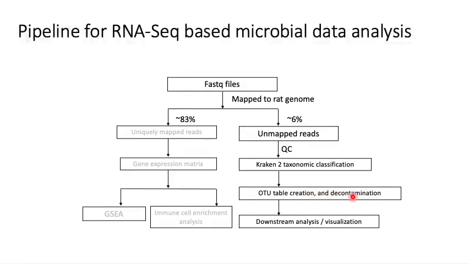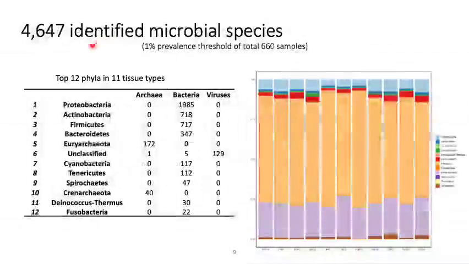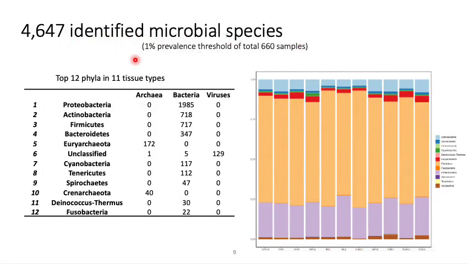We also performed a decontamination pipeline in order to remove potentially contaminated species in the OTU table. Our following analyses include clustering and also the downstream visualizations. A total of 4,647 species were identified based on the 1% prevalence threshold.